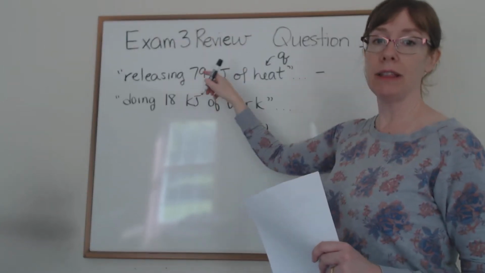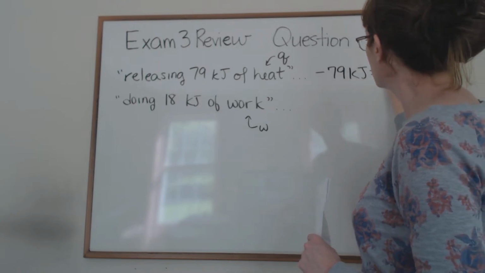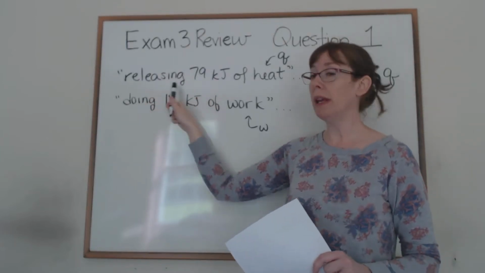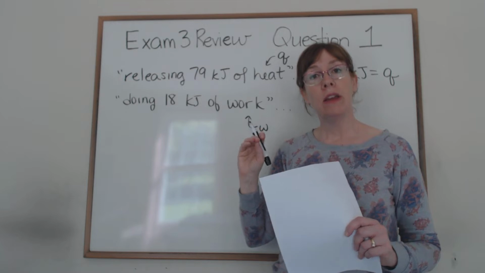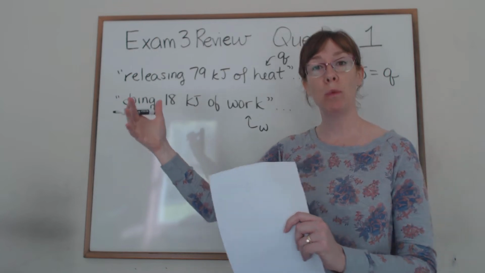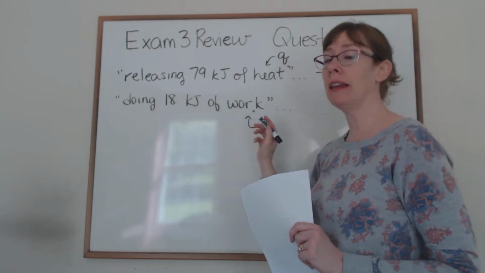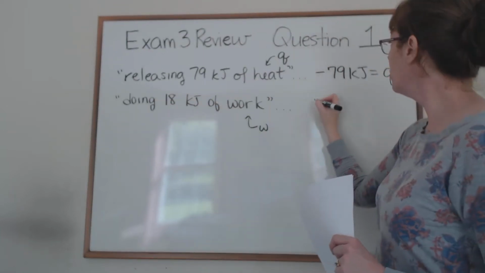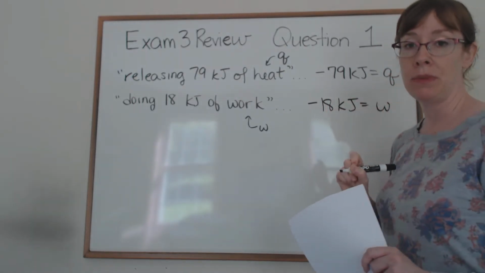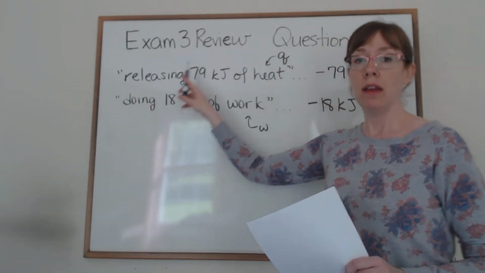So even though it doesn't say negative right there, you have to interpret it like that: q is equal to negative 79 kilojoules. Essentially, that's what that's saying. And then if the system or the reaction is doing work, once again, when a system is doing work, that's also a negative value, as opposed to having work being done on the system, which would have been positive. But this is a negative value because the system is doing work. So negative 18 kilojoules would be the value for w. So this is all about the signs, making sure that you're interpreting the wording as the correct sign.